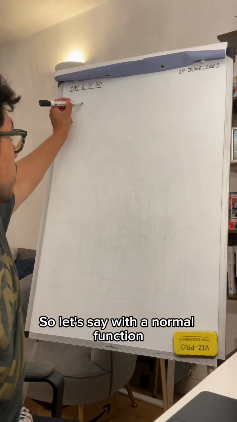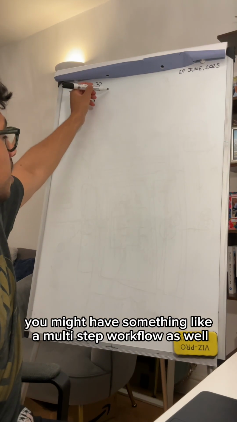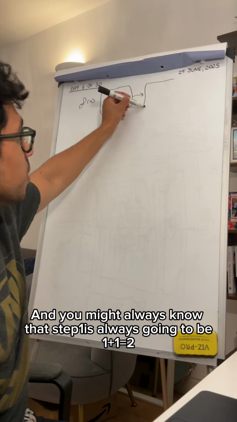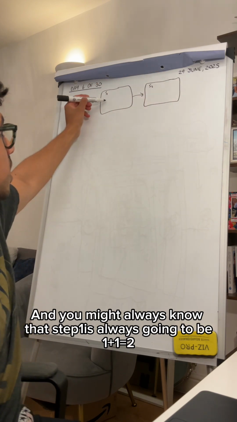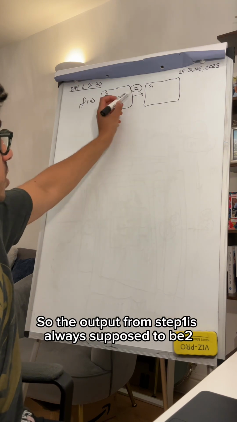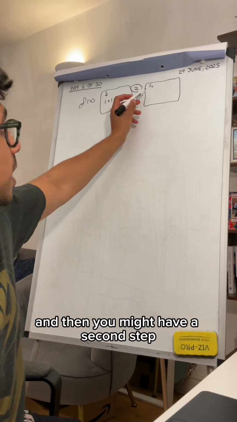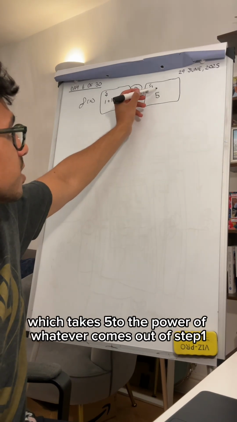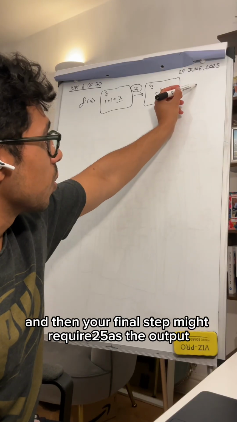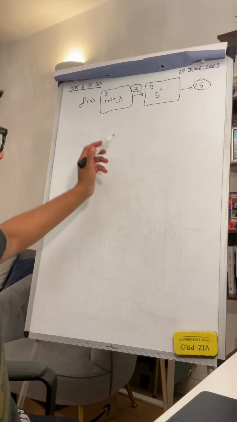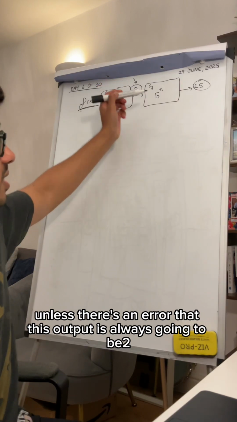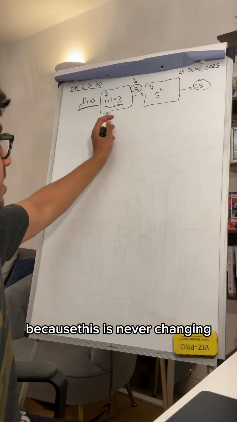So let's say with a normal function, you might have something like a multi-step workflow as well. And you might always know that step 1 is always going to be 1 plus 1 equals 2. So the output from step 1 is always supposed to be 2. And then you might have a second step which takes 5 to the power of whatever comes out of step 1. And then your final step might require 25 as the output. Now, when you're using just straight up math, you can be pretty certain, unless there's an error, that this output is always going to be 2, because this is never changing.